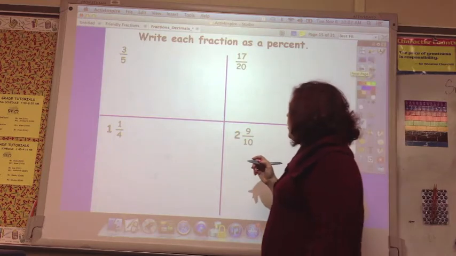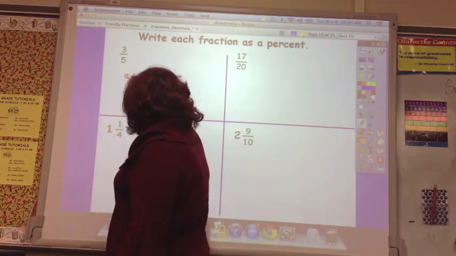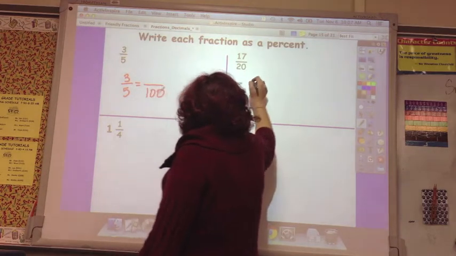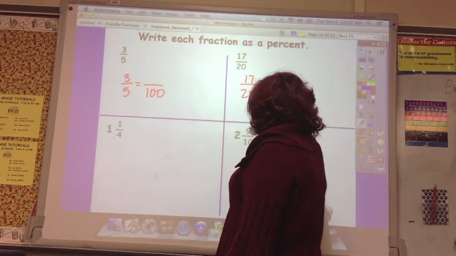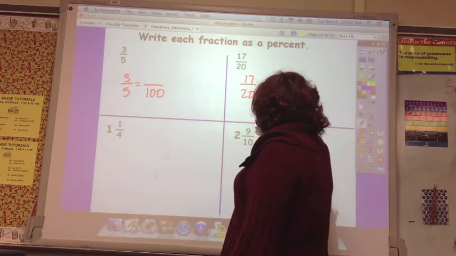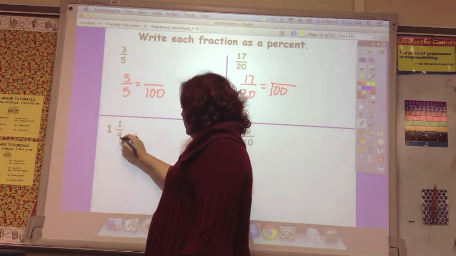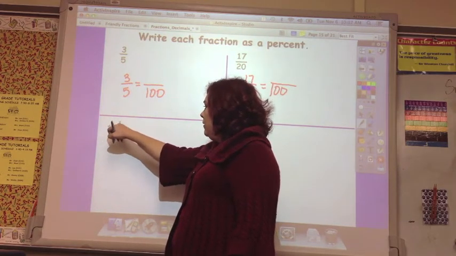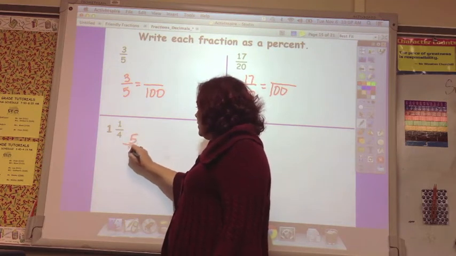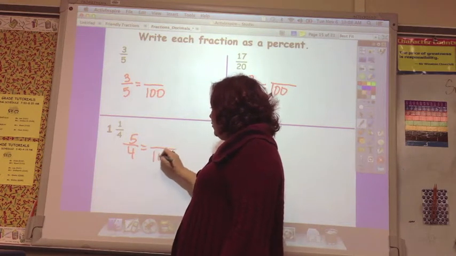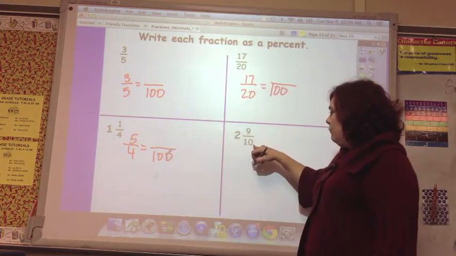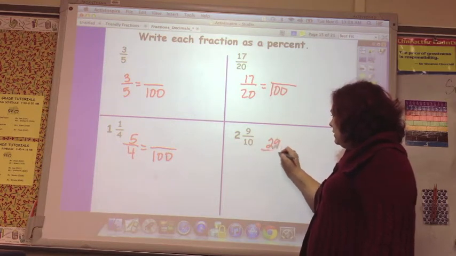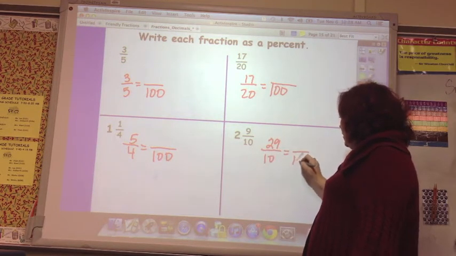So let's work on each of these. So 3/5, I've got to get it to 100. 17/20, I've got to get it to 100. And so go ahead and change this to an improper fraction. 4 times 1 is 4, plus 1 is 5 fourths. And we've got to get it to 100. And do the same with this. 2 times 10 is 20, plus 9 is 29 tenths. And I'm going to get it to 100.